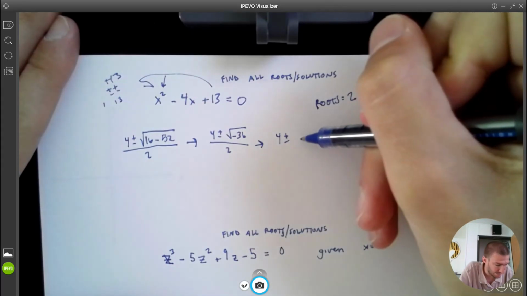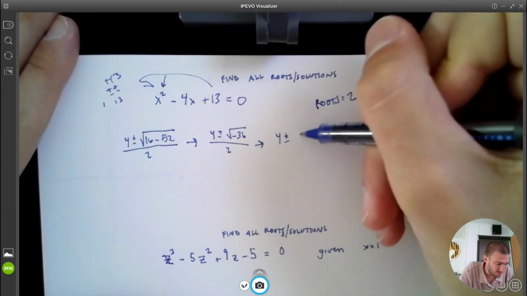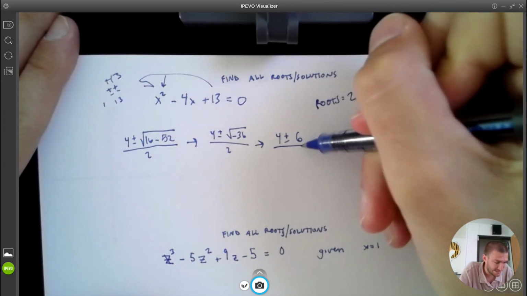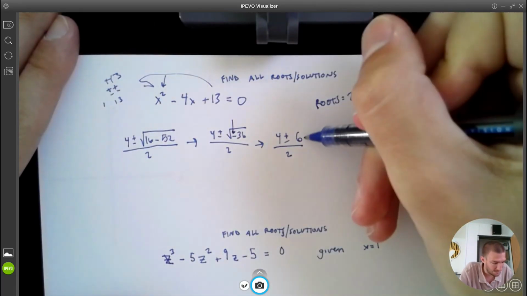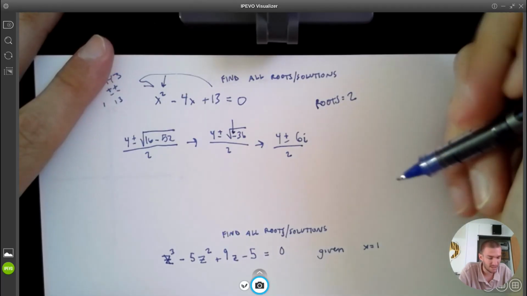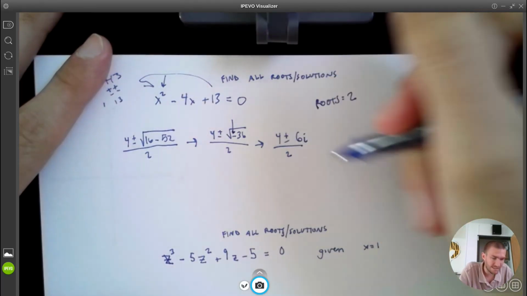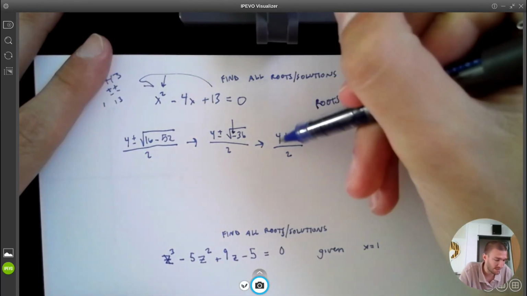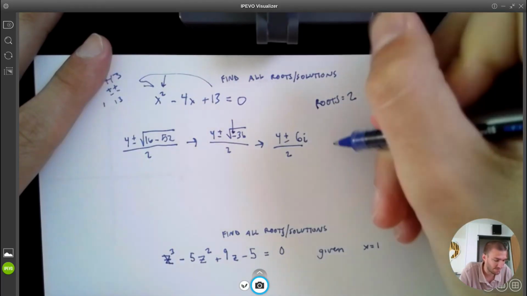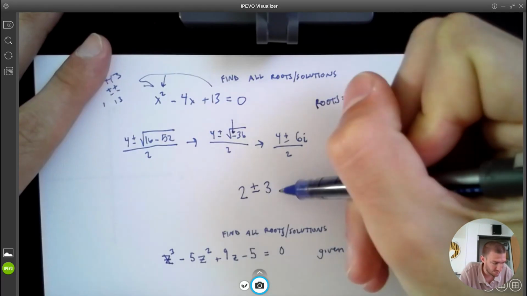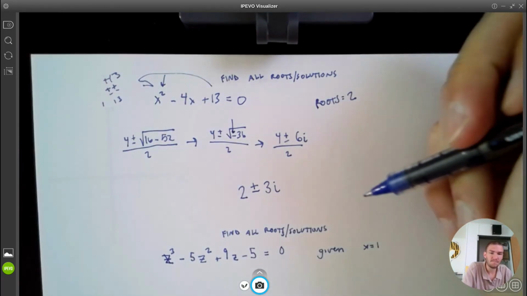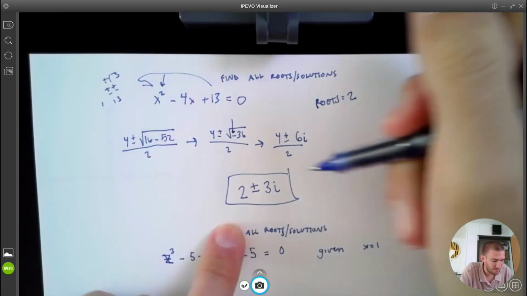4 plus or minus. Now, we know that the square root of 36 is 6, but we have this negative. We know that's a problem. That creates the i here. And of course, this is now a lot easier to simplify. We can divide both of these terms by 2, and we're going to end up with 2 plus or minus 3i. Now, these are my roots.